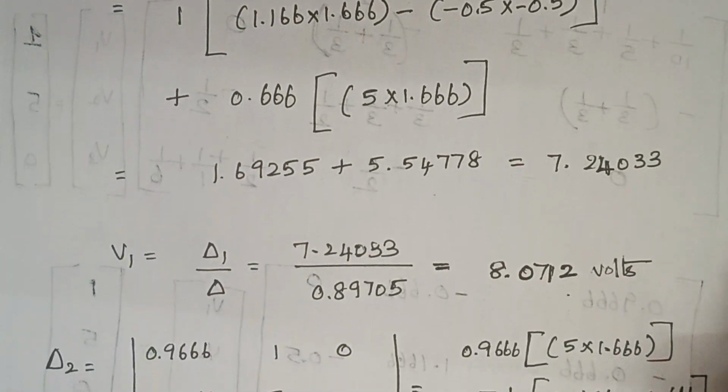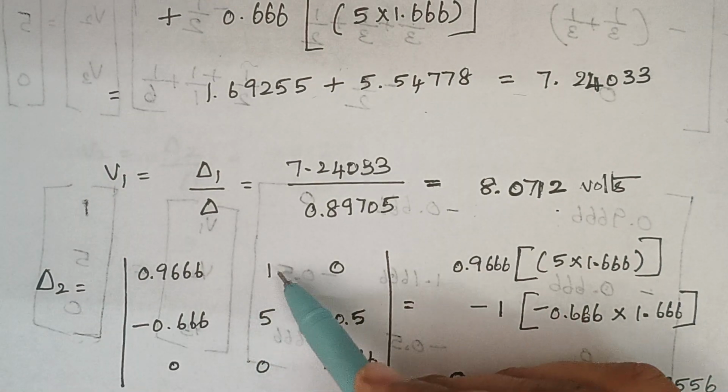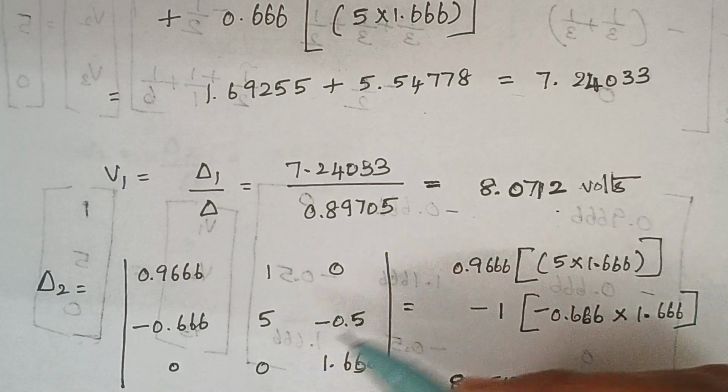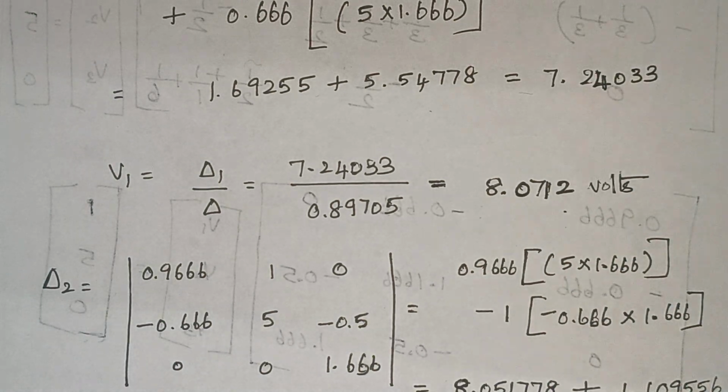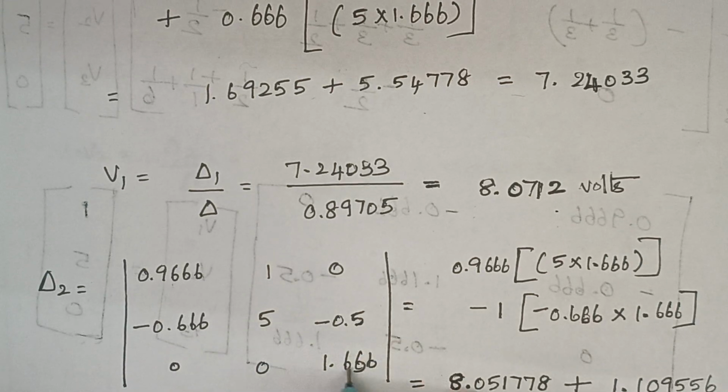Similarly, how to calculate del 2? You have to replace the second column by the respective current sources, right? So similarly, calculate the value of del 2 here. I know you people know the basic step of solving a determinant, right? You see, you have to take this element and you have to multiply these two minus these two.